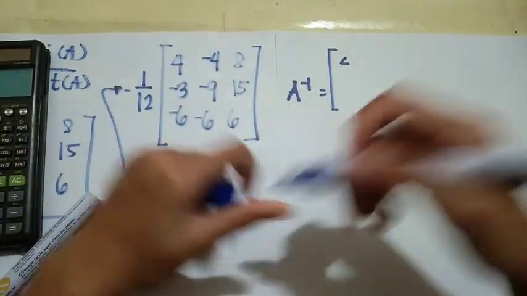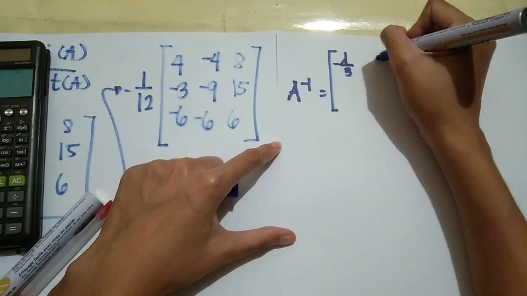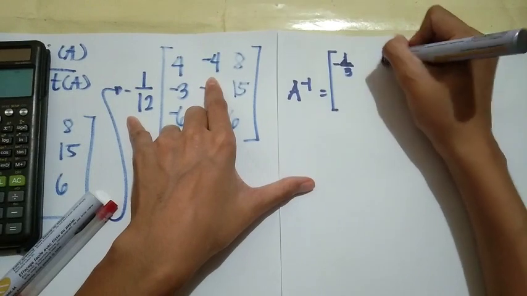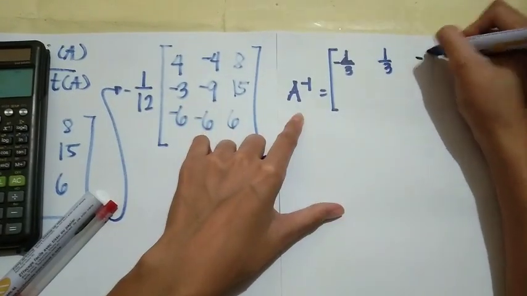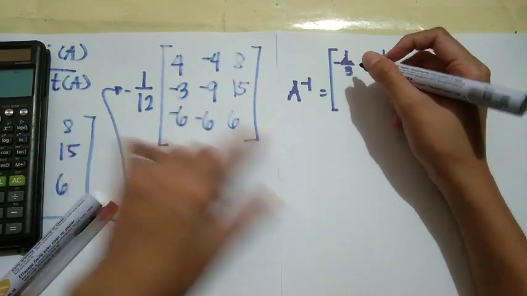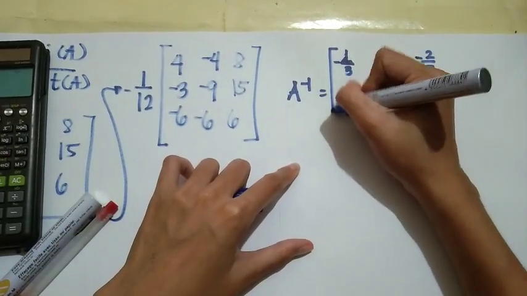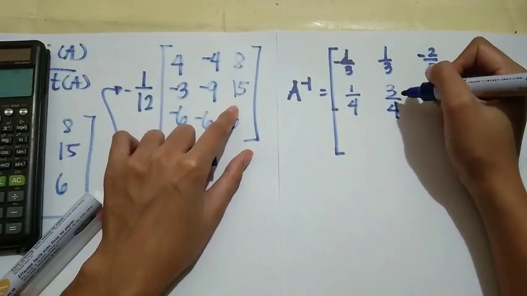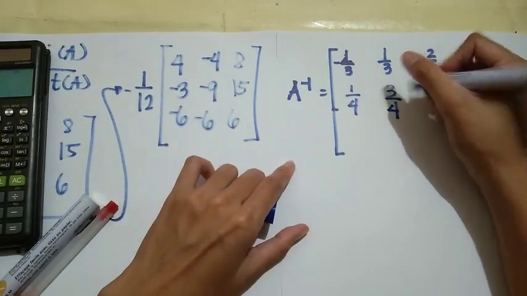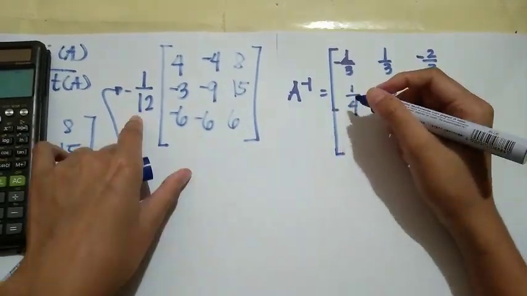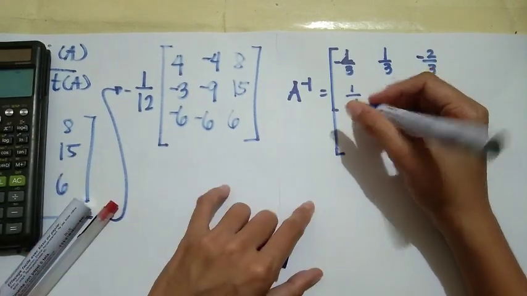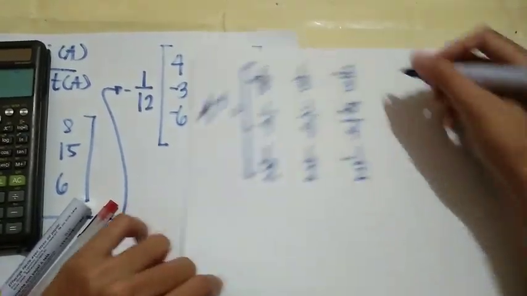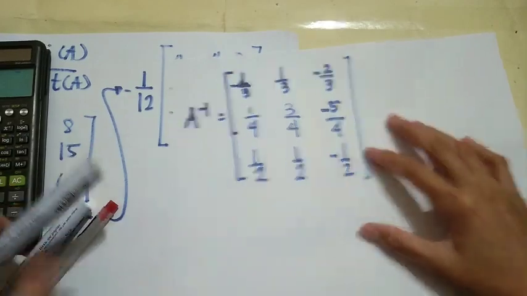So we have our inverse now, which is 1/3, negative 1/3, 1/3. So this is positive 1/3. Then this is negative 2/3. And this one is positive 1/4. And this is 3/4. And this is negative 1/12 times 15, we have negative 5 over 4. Next, we have negative 1/12 times negative 6, we have 1/2. And then again, 1/2. And this one is negative 1/2. So this is our inverse now.